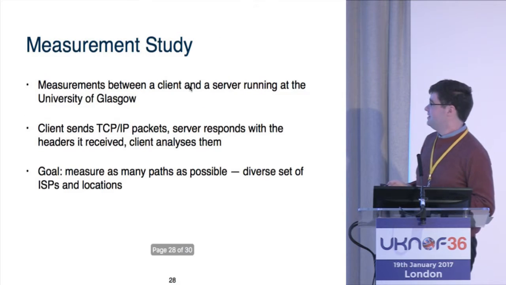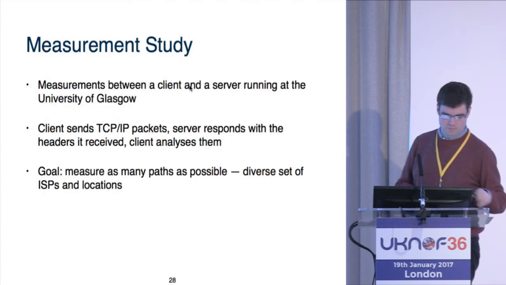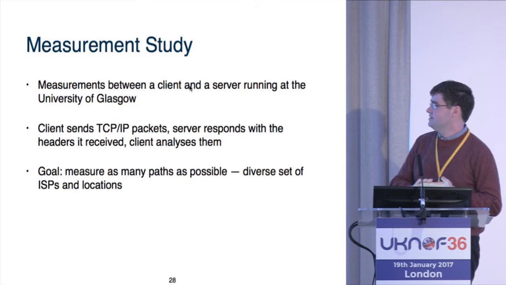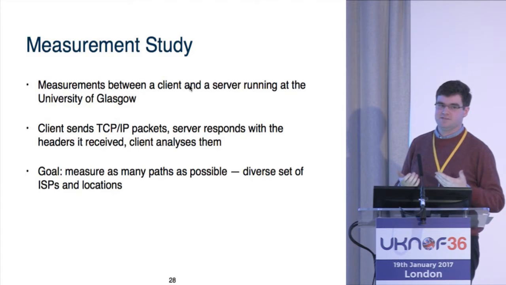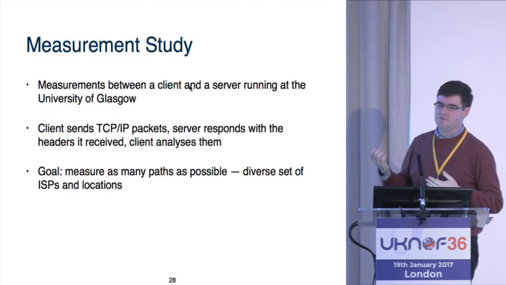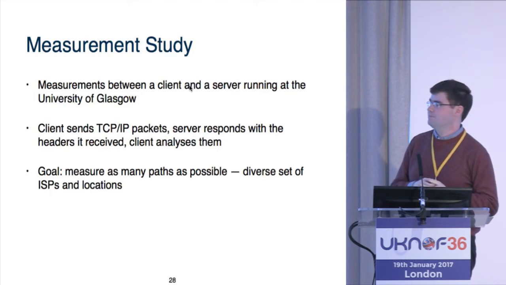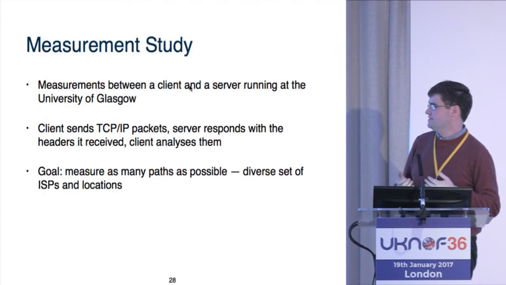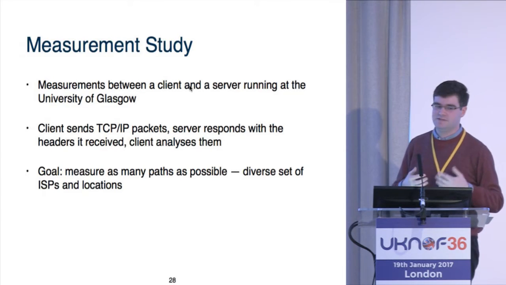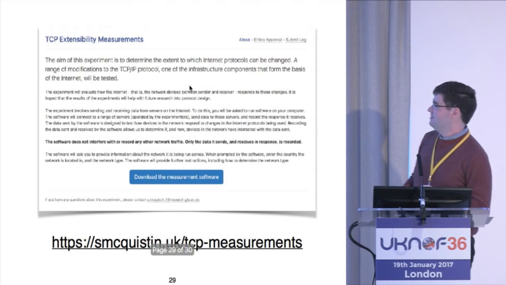Having berated black box measurements, we're running a measurement study with a client that is publicly available, and we've got a server running at the university. The client sends TCP IP packets to the server. It will make changes to them, so it will set diffserv bits, it will set ECN bits. The server will then reflect back the TCP IP header it received, and the client will then be able to tell if something's changed along the path. The goal of this is to measure as many paths as we possibly can, so a diverse set of ISPs and locations. And that's, again, where you guys come in.